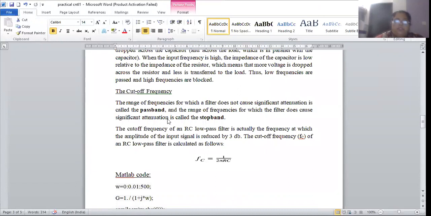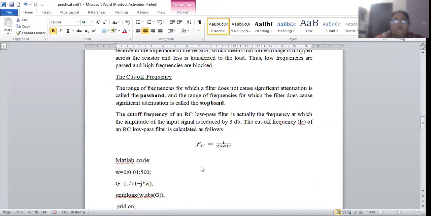Now the cutoff frequency. The range of frequency for which a filter does not cause significant attenuation is called the passband, and the range of frequency for which the filter does cause significant attenuation is called the stopband. The cutoff frequency of an RC low-pass filter is the frequency at which the amplitude of the input signal is reduced by 3 dB. The cutoff frequency of an RC low-pass filter is calculated as follows: Fc equals 1 upon 2 pi RC.